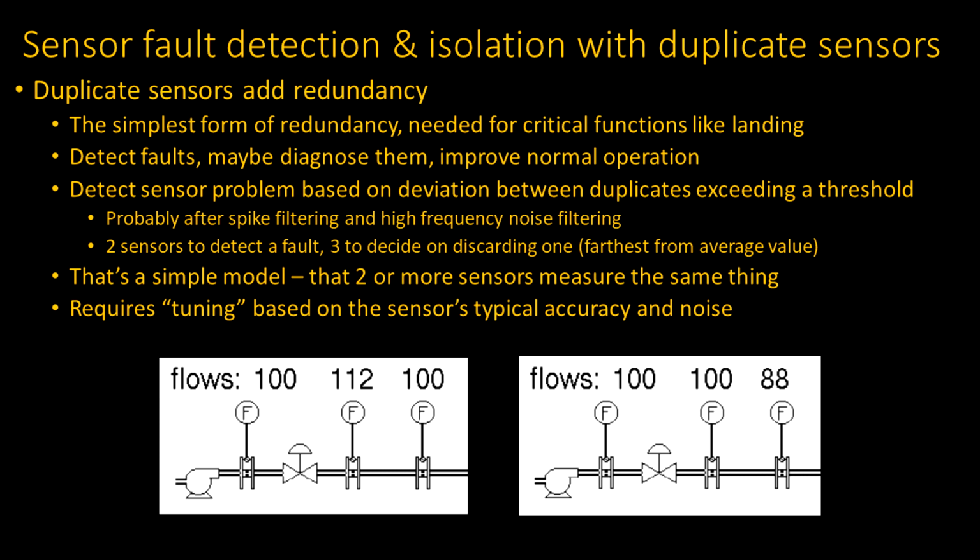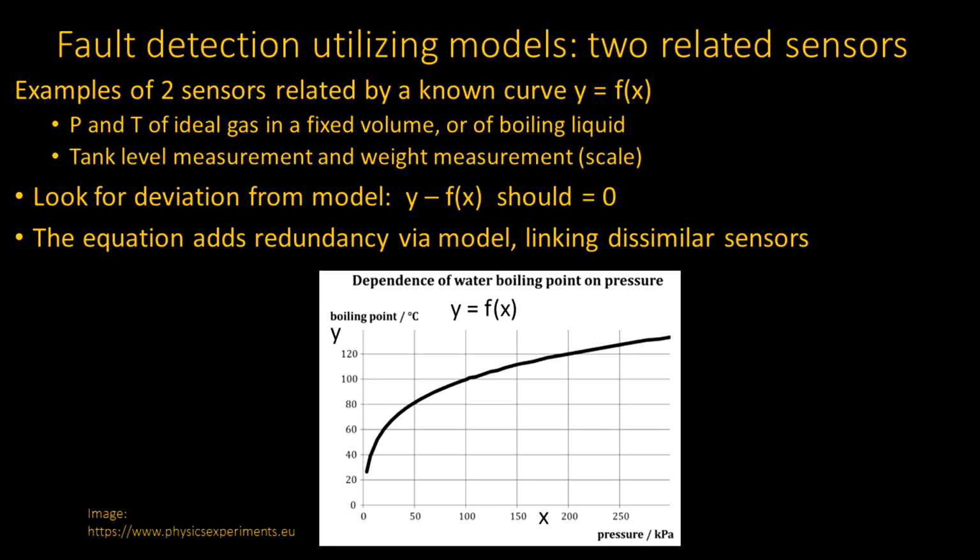If it's heavy duty pipe, it's not that likely. That's something to consider. So this could be treated as a simple model as well. I mean, you're saying two sensors measure the same physical quantity. It could be a situation like this where your model is flow is constant through an entire piece of piping. And of course, as I said, it does require tuning based on the sensor's typical accuracy and noise. We looked at what were in effect simple mathematical models. Two measurements should be equal.